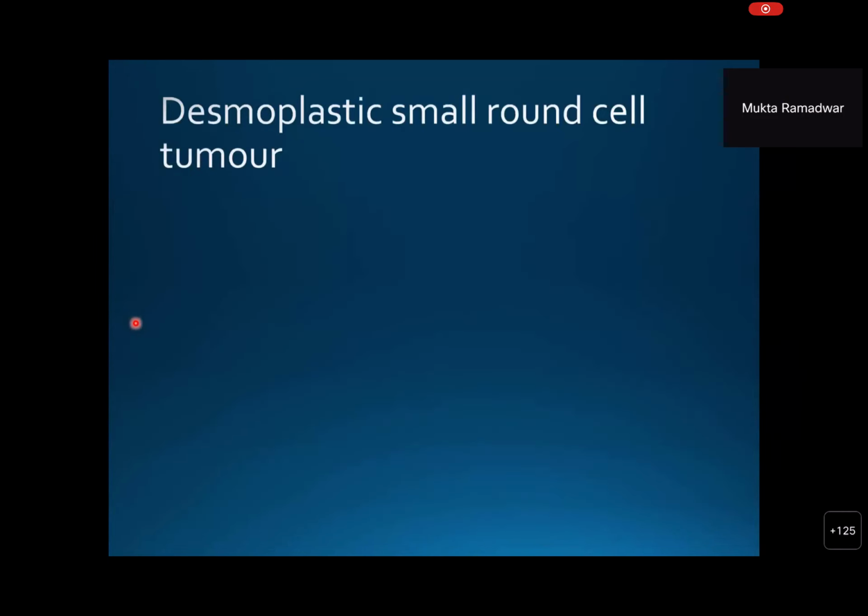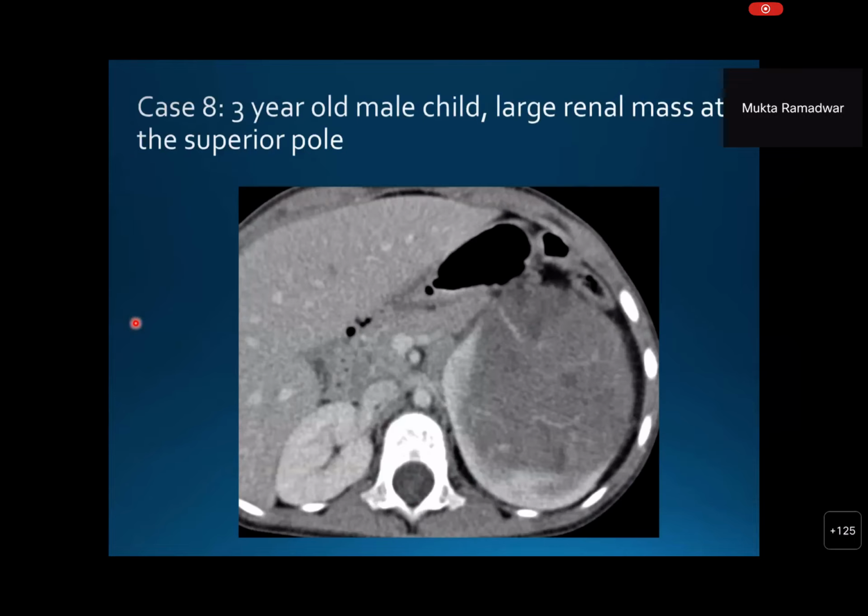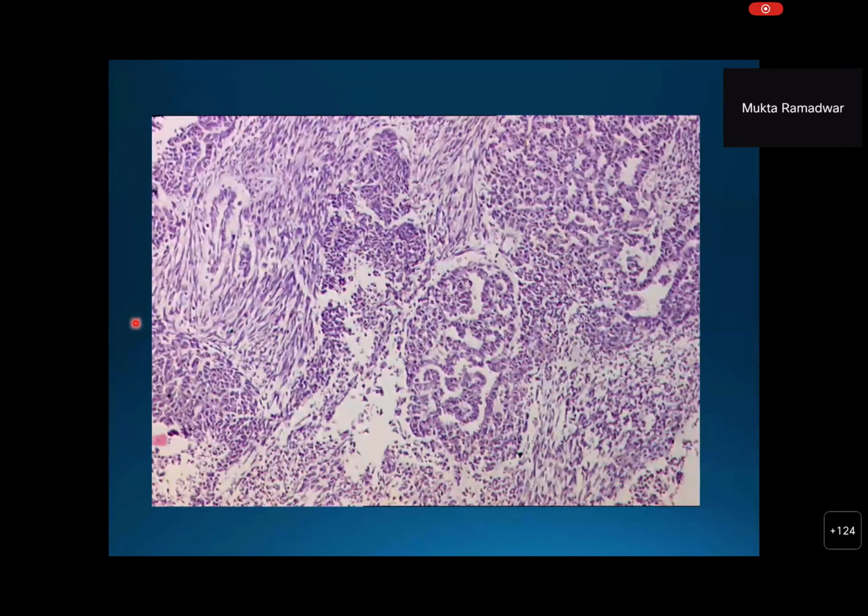Okay, I think we should skip this. This is a Wilms tumor, just to show you that the round cell tumors can also have teratoid features. But we'll skip this, and I will just go to the last few of my closing slides. Before that, Girish, do you want to make any comment?